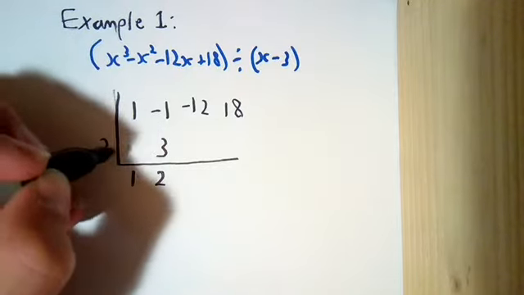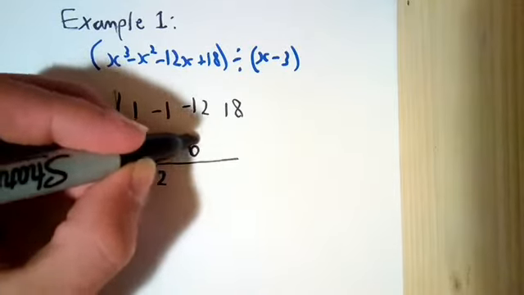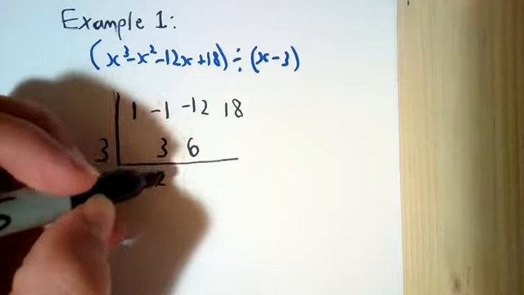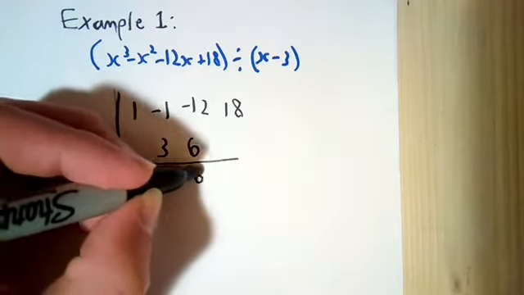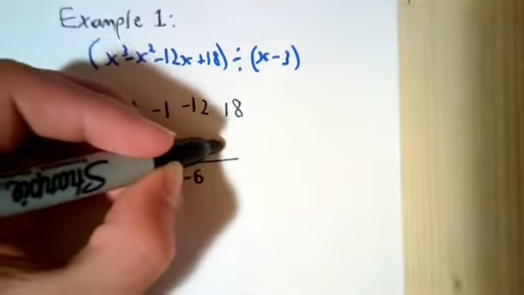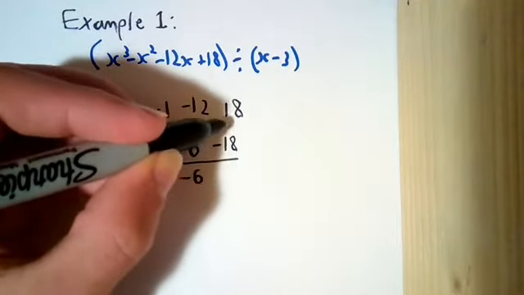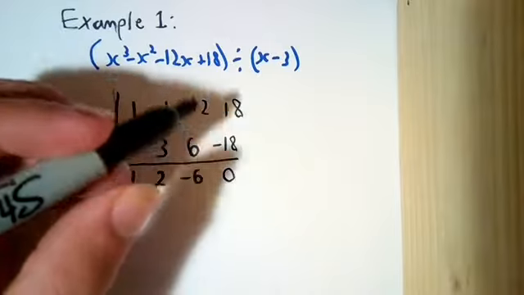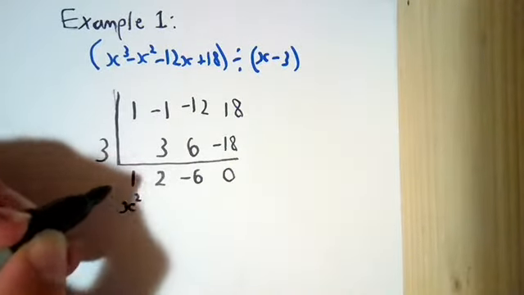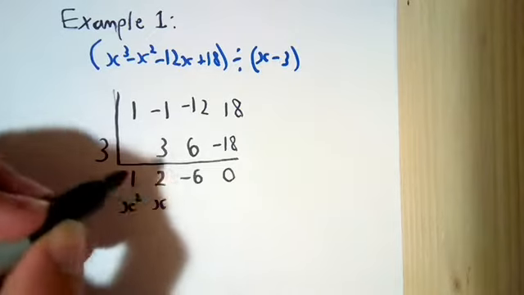And we're going to add these two numbers in the column up and place that under the bar. And now we multiply this by our 3 to get 6. Again, we add these two up, and what we get there is minus 6. And we repeat the process. 3 times minus 6 is minus 18, and their sum is 0. And everything under the bar is going to be the coefficients of our quotient in decreasing powers.